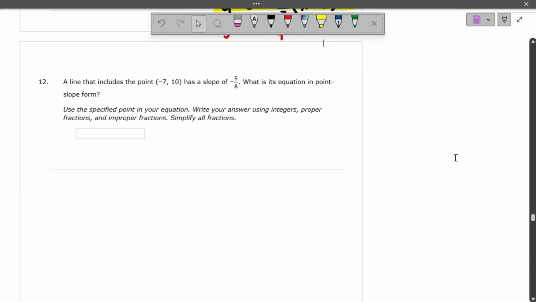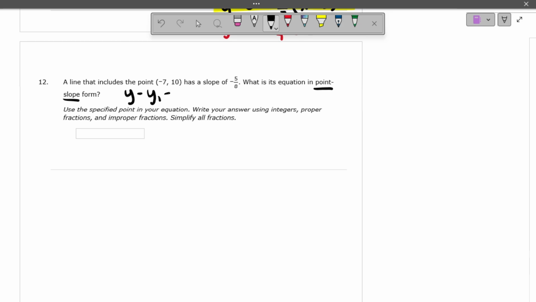Let's scroll down to give ourselves a little bit more room for number 12. A line that includes the point negative 7, 10 has a slope of negative 5 over 8. What is its equation in point slope form? So once again, our y minus y1 equals m times x minus x1 form. So this time we're given a point and a slope. So looks like we're just able to plug it in without having to solve for anything.